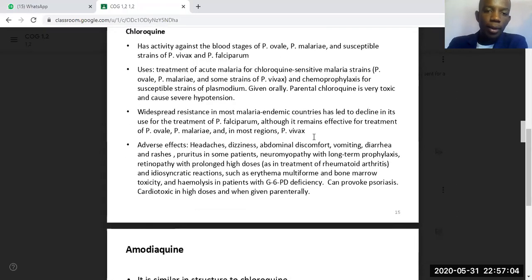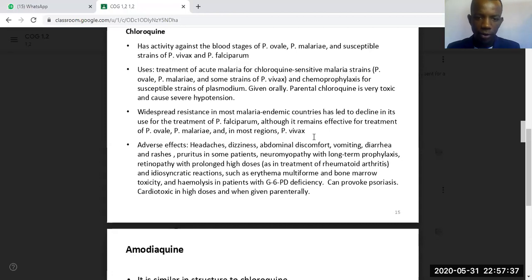The adverse effects include headaches, dizziness, abdominal discomfort, vomiting, diarrhea, rashes, and pruritus in some patients, and neuromyopathy with long-term prophylaxis. So neuromyopathy is usually associated with long-term prophylaxis. Retinopathy is usually associated with prolonged high doses, for example, when you're using it for the treatment of rheumatoid arthritis.